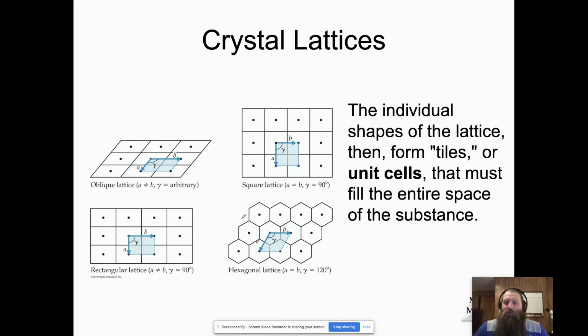Now, the individual shape of the lattice is going to repeat. We call those tiles, and more commonly, we call them unit cells. So when you hear a unit cell, think about this as one singular unit of this solid, whatever that solid is. So that's what a unit cell is. It is a singular unit of the solid.